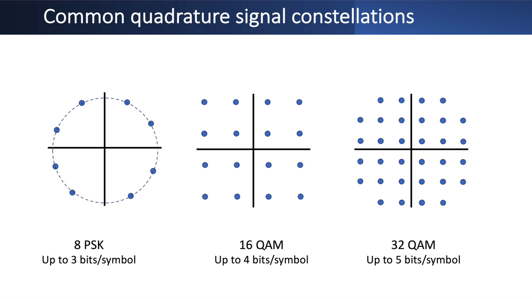Now here we see a number of common constellations. So that's the number of defined points that the values can take. On the left we see the 8-level phase shift keying method, and there basically we're only shifting the phase. So if you look well, you will see that the amplitude is constant. That can be an advantage, because that means that there are no issues with linearity, for example, of power amplifiers, because the amplitude is always the same. But the number of different values we can transmit in the same symbol is still relatively limited.